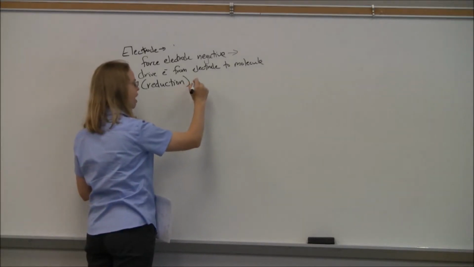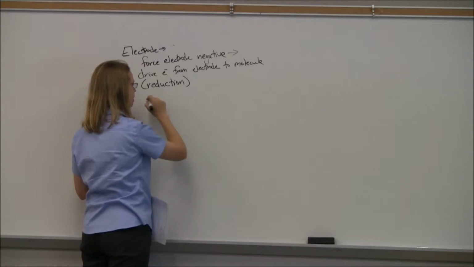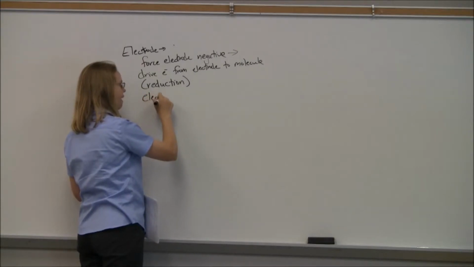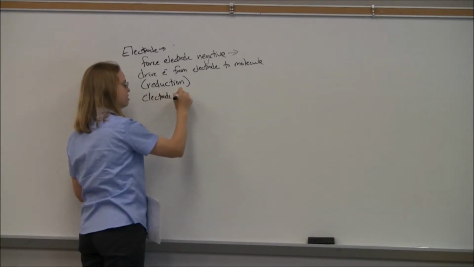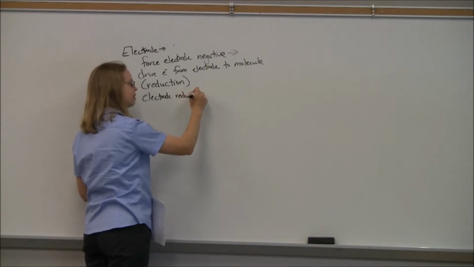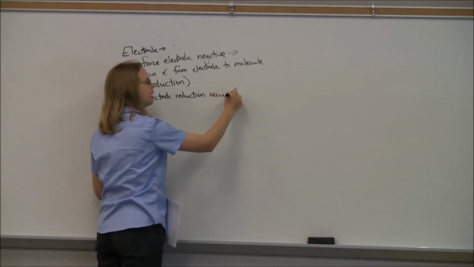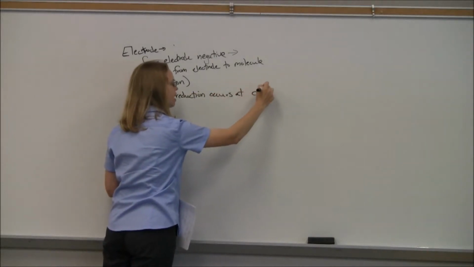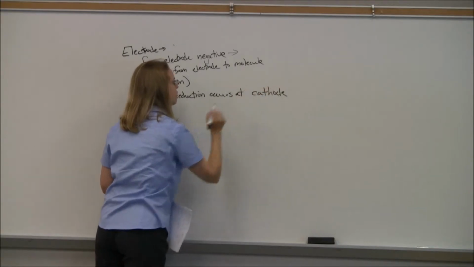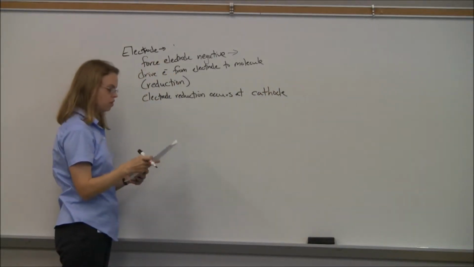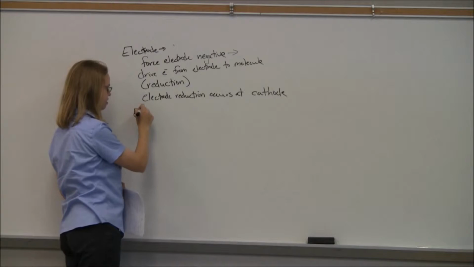If we were to define the electrode that a reduction takes place at, it's called the cathode.